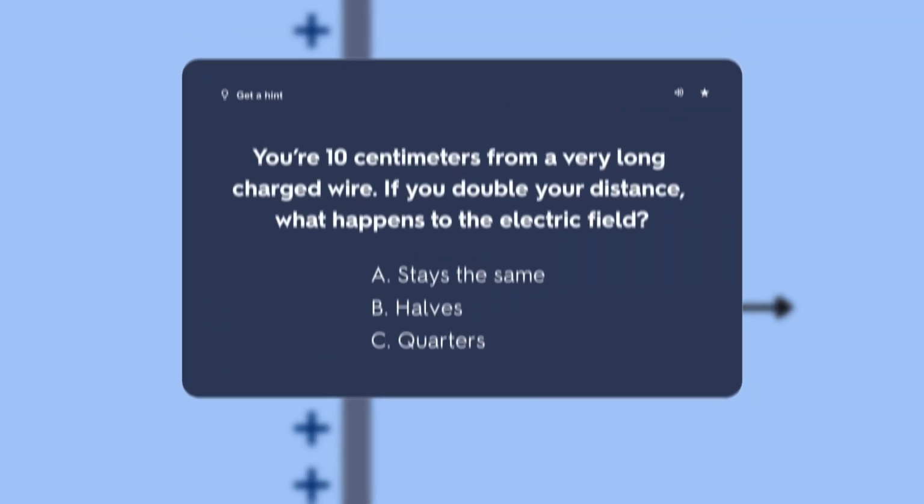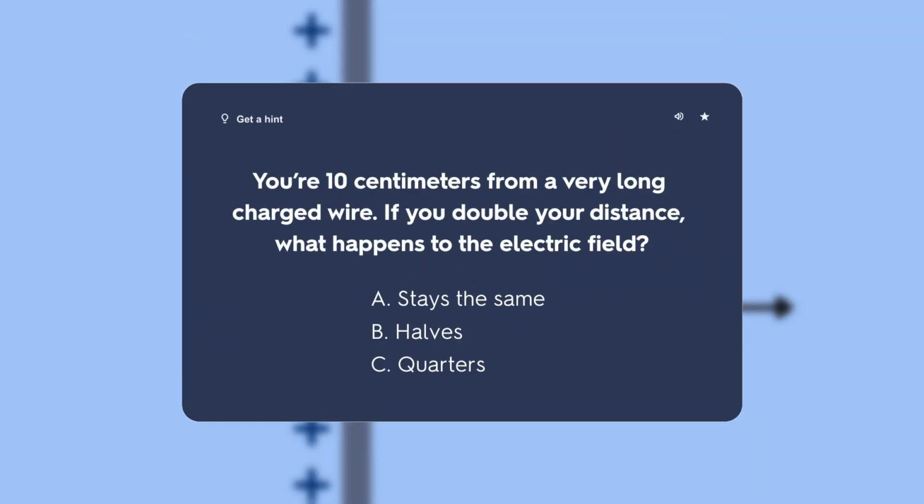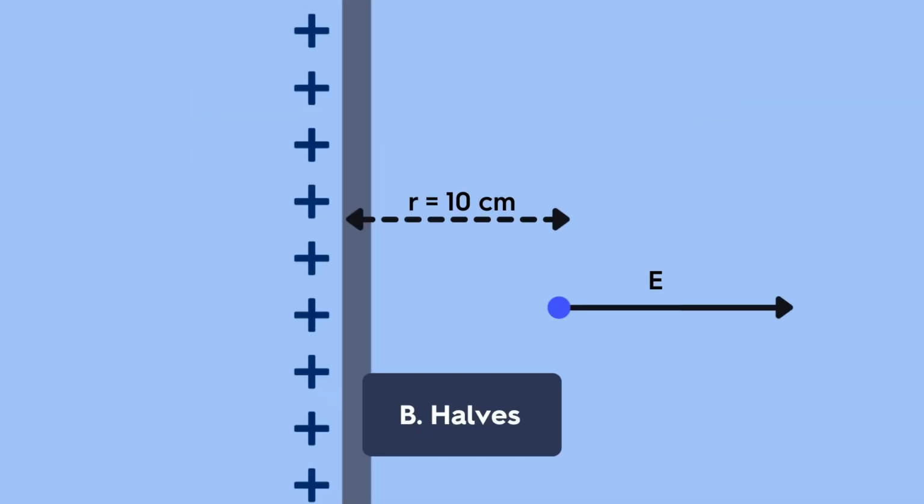Pop quiz. You're 10 centimeters from a very long charged wire. If you double your distance, what happens to the electric field? A. Stays the same. B. Halves. C. Quarters. Lock in your answer. Time's up. The correct answer is B.